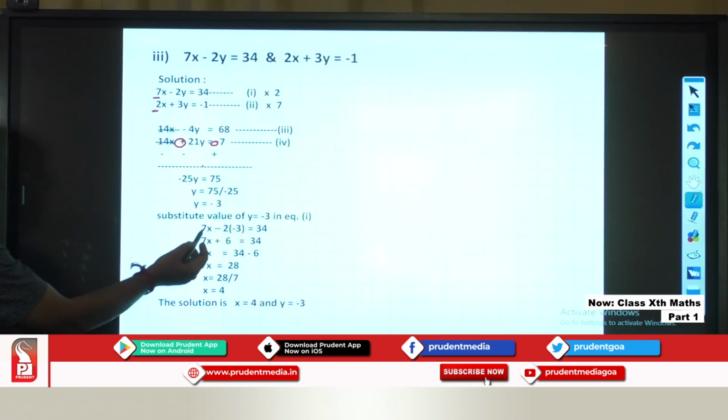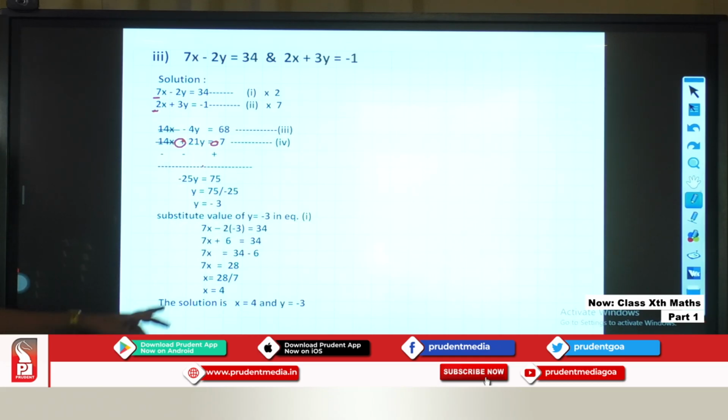Now 7x minus into minus plus 3, 2 3s are 6, is equal to 34. Then I am getting a constant here. I am shifting this constant to the right hand side. So what I am getting here? 7x is equal to 34 minus 6. 34 minus 6 is 28. I get 7x is equal to 28.